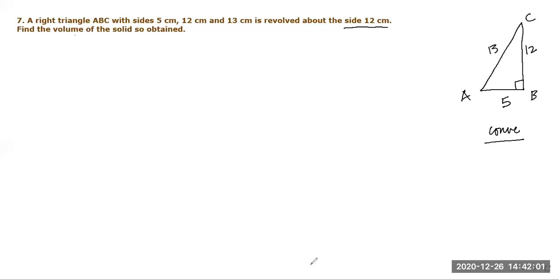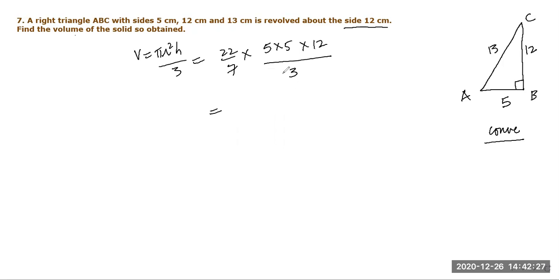Okay, students. So we have done this. Now, find the volume of solid so obtained. So volume would be equal to pi r square h by 3, which is 22 by 7 into r square, r is 5, into 5, into h is 12 divided by 3. Am I right? Pi r square h by 3.